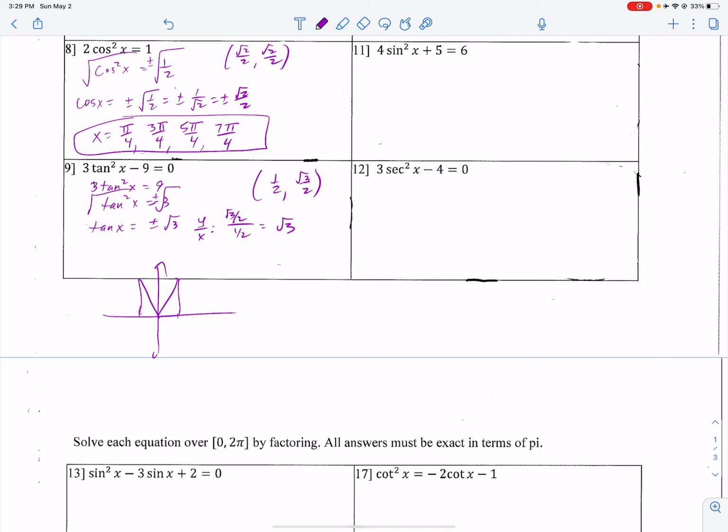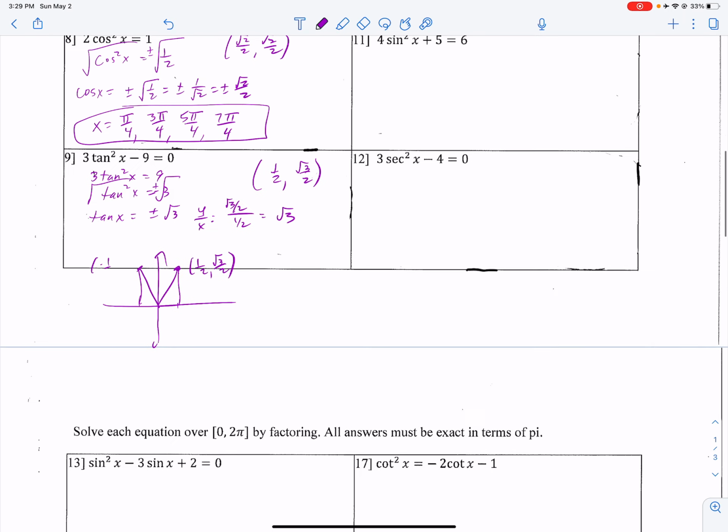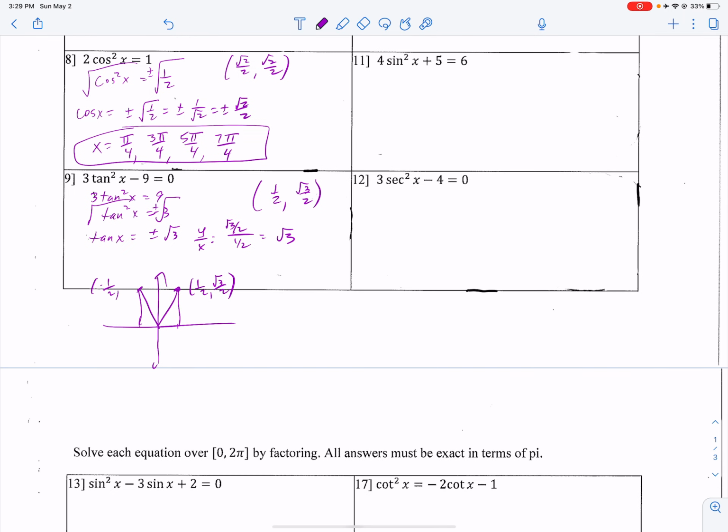So to the right 1/2, up root 3 over 2 is going to be root 3 over 2 over 1/2. That's going to be root 3, or to the left, negative 1/2. Negative 1/2 up root 3 over 2 will give you your negative root 3, or 60-degree reference, or pi thirds in quadrant 3 and in quadrant 4. Those are going to be giving you those.